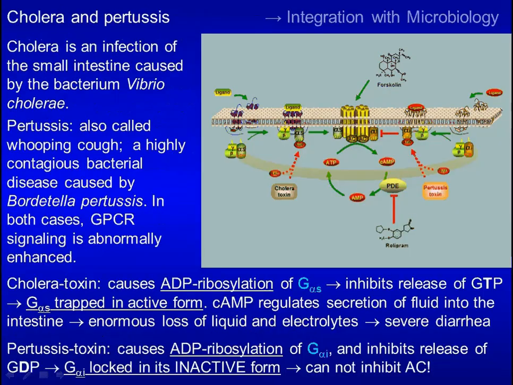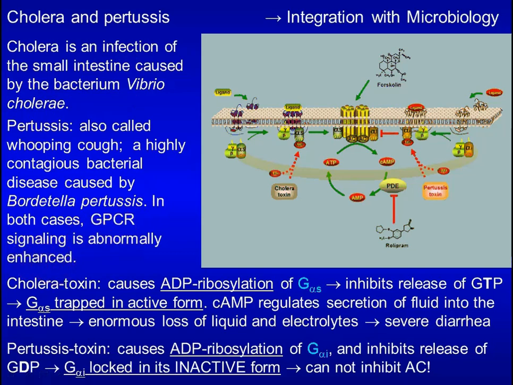Here is the integration with microbiology. Cholera is an infection of small intestine caused by bacteria Vibrio cholerae. Pertussis is also called the whooping cough. It's a highly contagious bacterial disease caused by Bordetella pertussis. In both cases, G protein-coupled receptor signaling is abnormally enhanced.